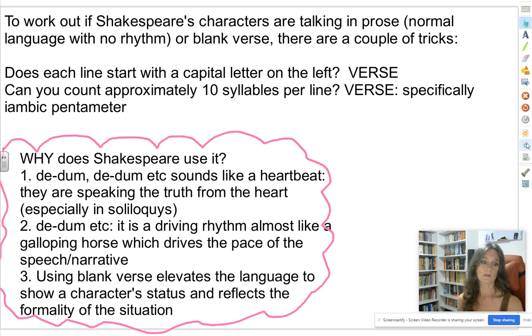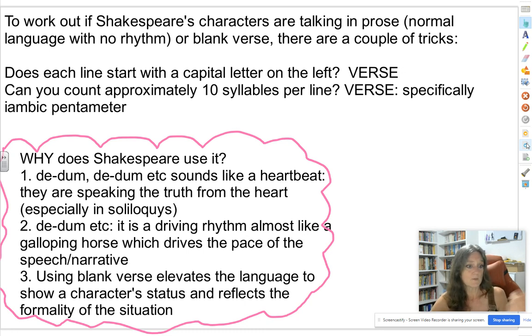Okay, so a little more information on why Shakespeare uses iambic pentameter. First of all, da-dum, da-dum, da-dum. It sounds like a heartbeat. And you'll find that the soliloquies are normally in iambic pentameter, not just in Macbeth, but in all of Shakespeare's plays. Not always, but mostly in iambic pentameter. And if you remember last time when we talked about soliloquies, I said they're telling the truth, they're talking from the heart. So that's kind of the idea.